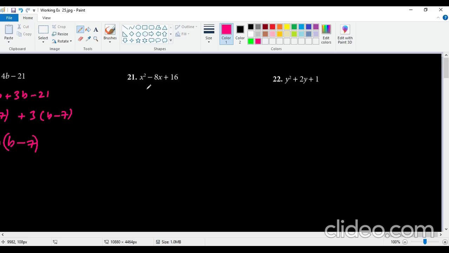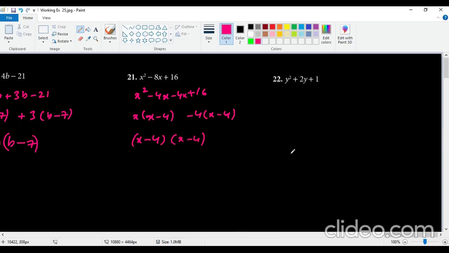When it comes to question number 21, I know very well that 4 times 4 is 16. So I will write x square plus 16 like this, and minus 4x and minus 4x like this. So x minus 4, under bracket x minus 4, and minus 4 in the middle. So x minus 4 in one bracket and x minus 4 in another bracket.